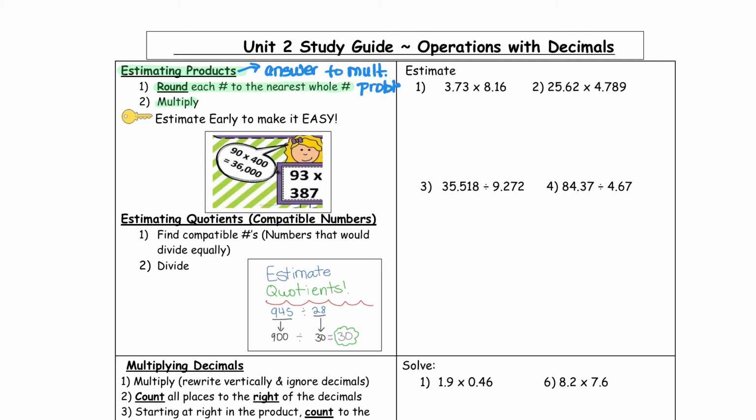What are the two numbers that we multiply together called? Do you know? Well, let's look at this example right here. We have 93 times 387. Each of these numbers that we multiply together are called factors. So you definitely want to make sure you know what those are.